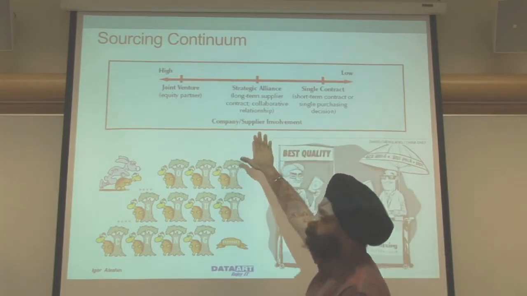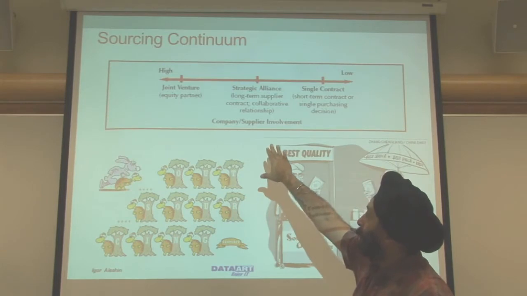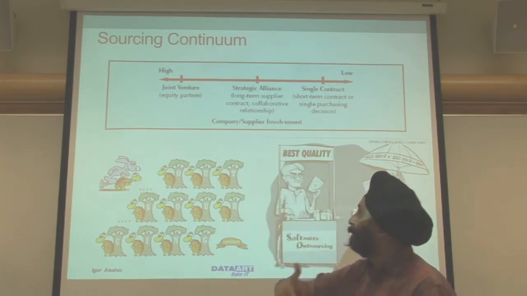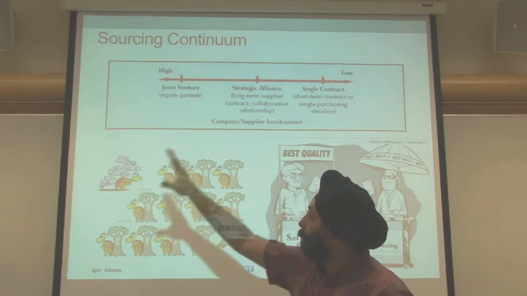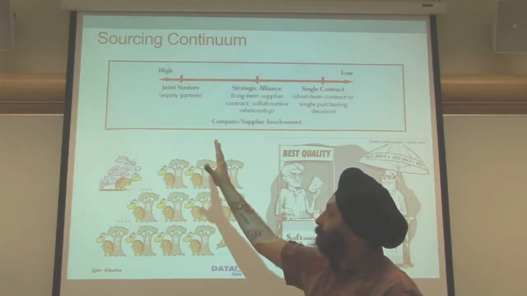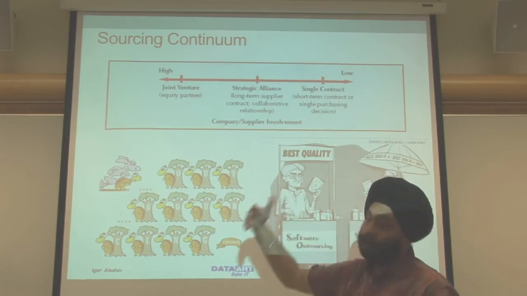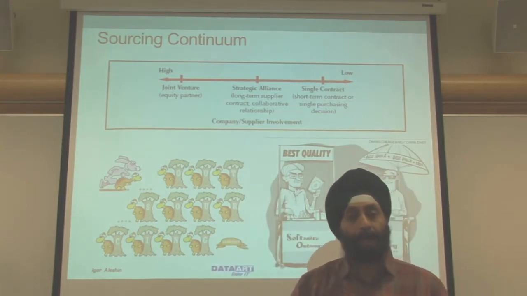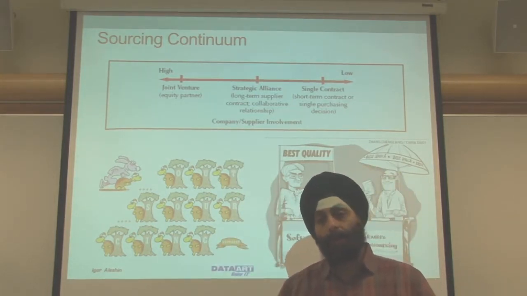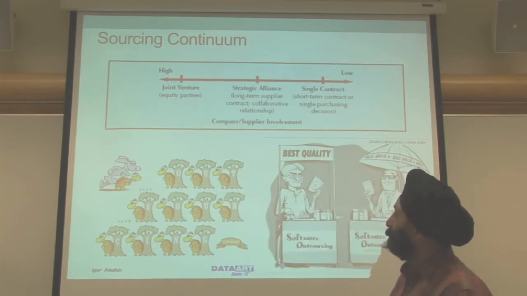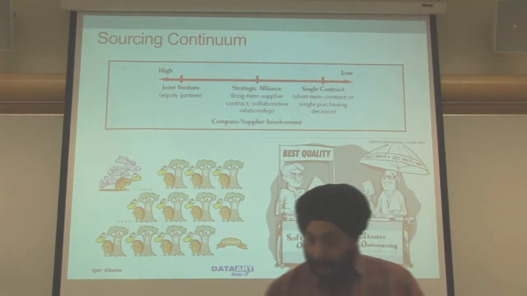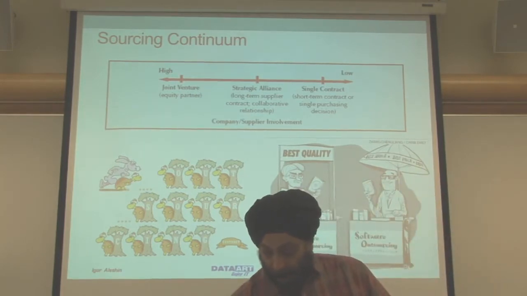strategic alliance, where you create a long-term supplier contract and collaborative relationships are created. Then you can go even further on this continuum, all the way to high integration, where joint ventures are created and equity partners are created. So now you become partners in production of these goods and services. So in this case, there are both positives as well as some backlash associated with that.